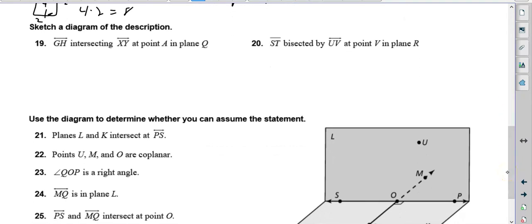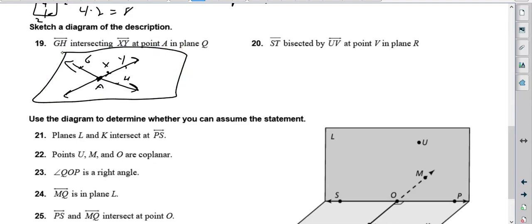Sketch a diagram with a description. Line GH intersecting line XY at point A in plane Q. So first off, I'm just going to start by drawing a line. And I'm going to draw an intersecting line. Okay? One of them is GH, so I simply put a G here and an H here. XY, they don't have to be on different sides. It can be like this. Okay? Intersecting at point A, so I have to make this point right here where they intersect, point A, in plane Q. All I do is kind of draw a parallelogram-ish shape around it and put a big old capital Q out here.